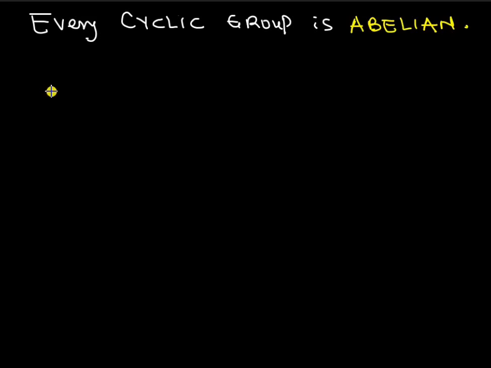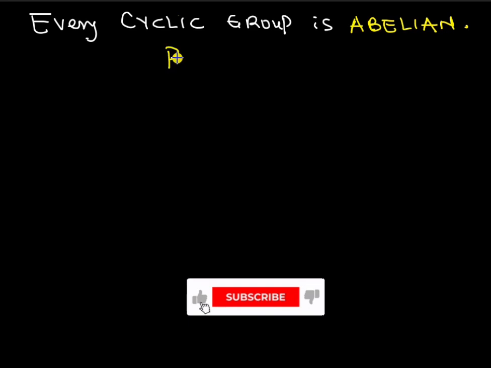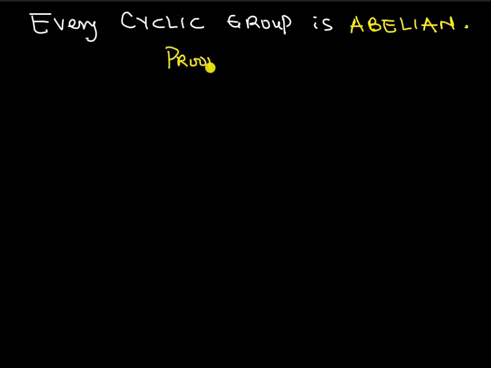Hello friends. So in this video we are asked to show that every cyclic group is an abelian group. First of all, we need to know what a cyclic group is, when a group is said to be cyclic, and when a group is said to be abelian. These are two important concepts of group theory, and they actually represent certain types of group.